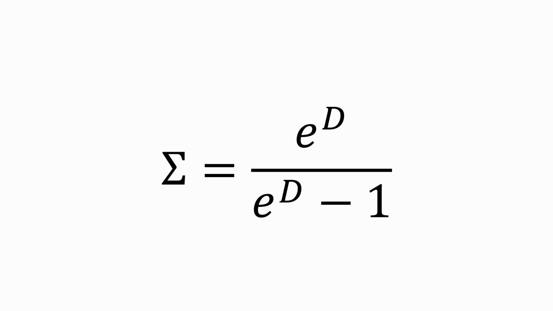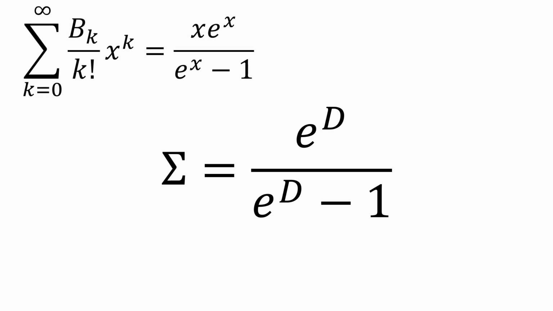As a reminder, or in case you haven't seen it, what we have here looks very similar to the generating function of the Bernoulli numbers. Those are the Bn numbers in the infinite sum.